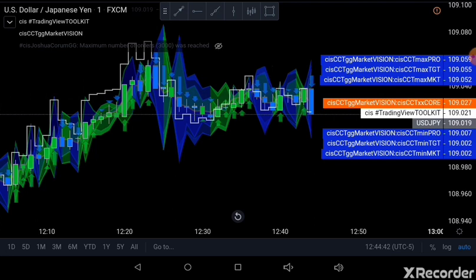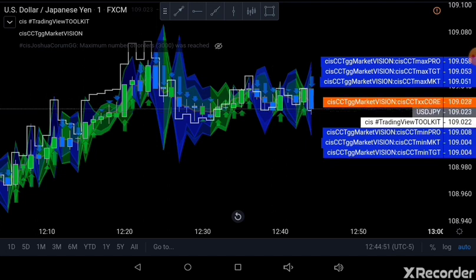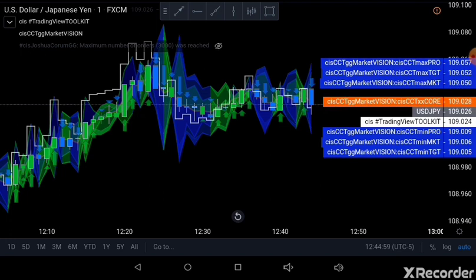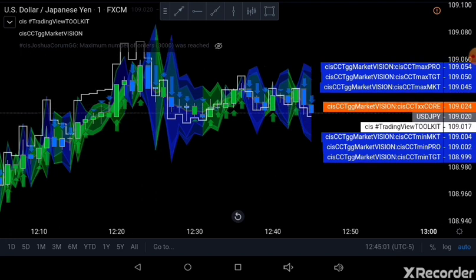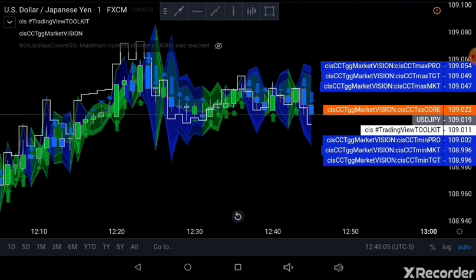And now I've got down below my algorithm level at 109.02, and I would be looking to possibly exit my trade here, and I would have made about 1.7, 1.6 pips on the trade on 3 lots. So I would have made $45 in 7 minutes.